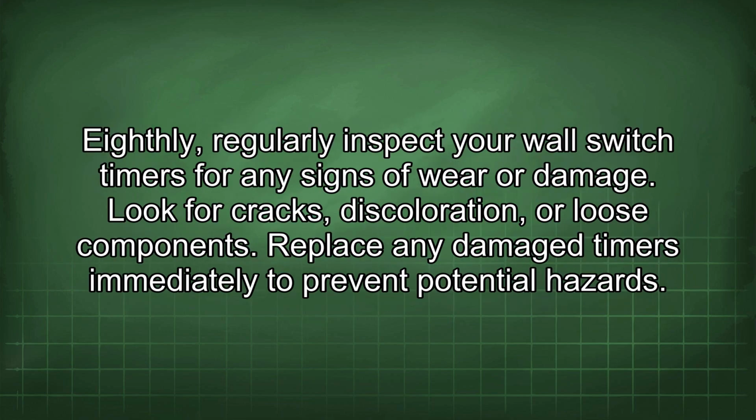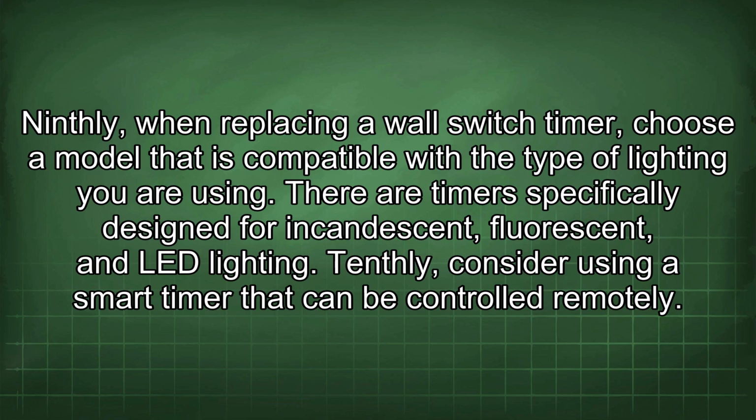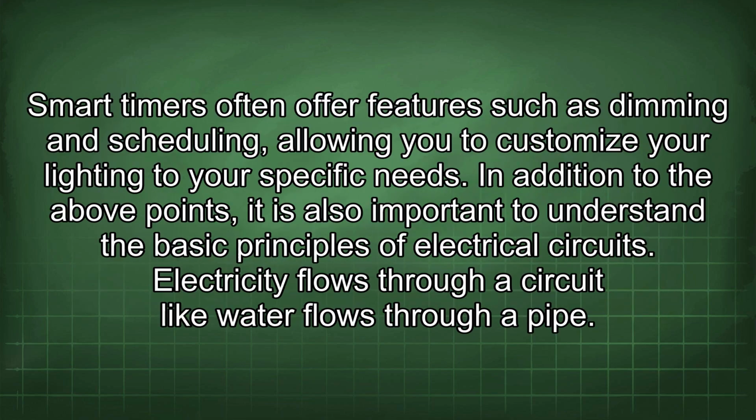Eighthly, regularly inspect your wall switch timers for any signs of wear or damage. Look for cracks, discoloration, or loose components. Replace any damaged timers immediately to prevent potential hazards. Ninthly, when replacing a wall switch timer, choose a model that is compatible with the type of lighting you are using. There are timers specifically designed for incandescent, fluorescent, and LED lighting. Tenthly, consider using a smart timer that can be controlled remotely. Smart timers often offer features such as dimming and scheduling, allowing you to customize your lighting to your specific needs.